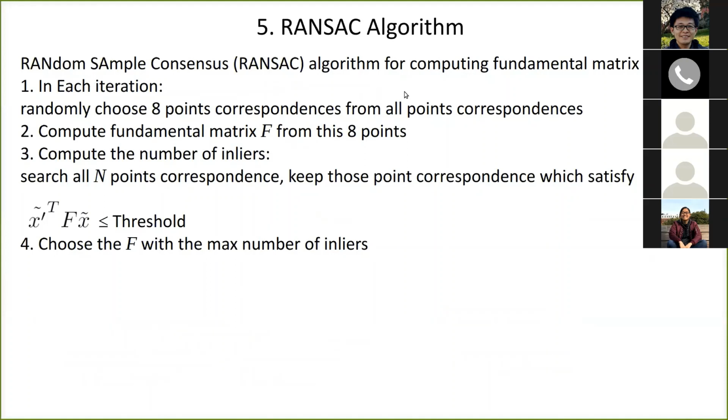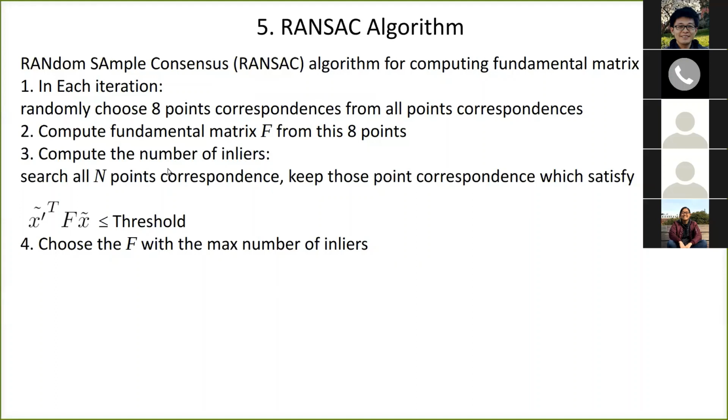Now let's see how the RANSAC algorithm can be used to compute the fundamental matrix F. For each iteration, we randomly choose 8 point correspondences from all the point correspondences, because the most fundamental algorithm to compute the fundamental matrix is the 8-point algorithm. Or we can also choose 5 and use the 5-point algorithm. With these sampled correspondences, we compute the fundamental matrix F.